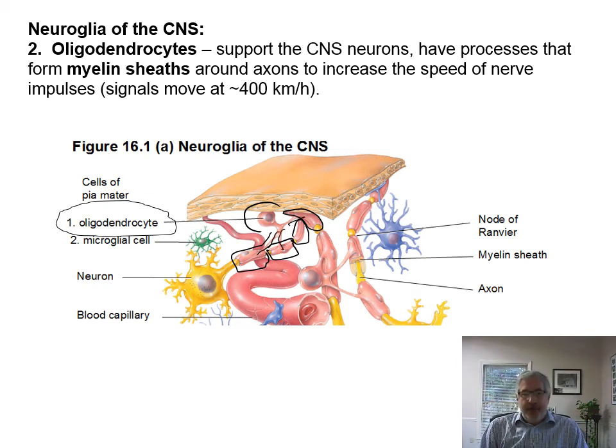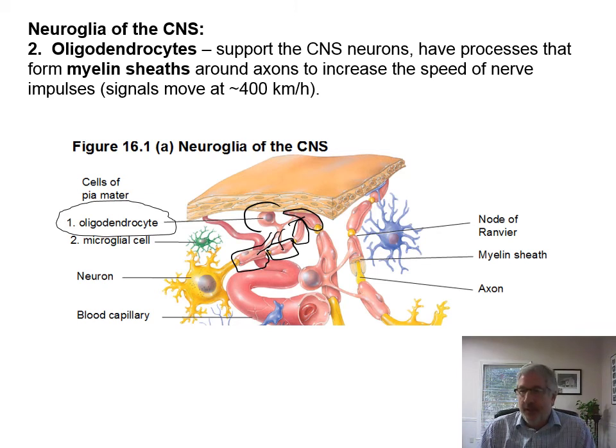So the sheath doesn't have to be wrapped as many times around the neurons in the central nervous system as it does around the peripheral nervous system neurons, because the signal doesn't have to travel as far. It doesn't have to travel as fast inside the central nervous system, inside the brain. When you're inside the brain, it's a very short distance for the nerve impulse to go. So you need a little bit of insulation there, and that's what the myelin sheath does.